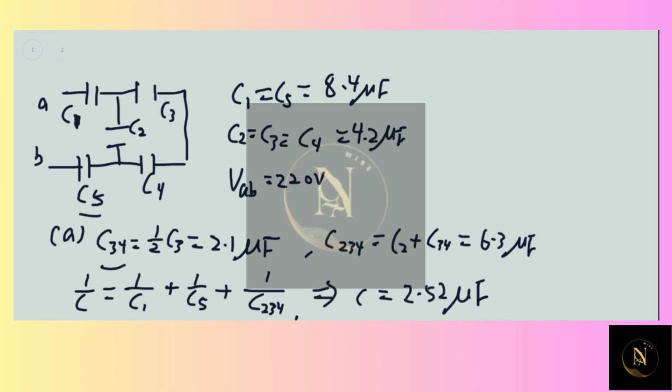And in part B, you want to find out the charge stored on each capacitor and the voltage across them. So if you look at this connection, since we already have the total capacitance, the total charge stored on the system will be equal to the charge stored on C1 and C5, right? So let's firstly see what the total charge is.